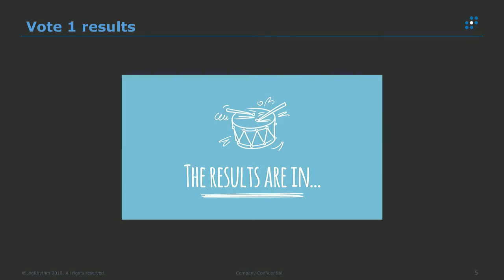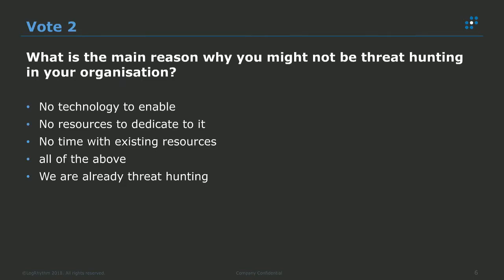Good. Now, I know that we're all wanting to get into the presentation, but we have one more vote, and you've got loads of time to vote on this one. So the next question, I'm just going to start the voting for you all. What is the main reason you might not be threat hunting currently in your organization? Some of you may be already, or some may not have technology to do it, or you don't have the resources or the time, or all of the above. So whilst you're voting, AC, it is over to you.